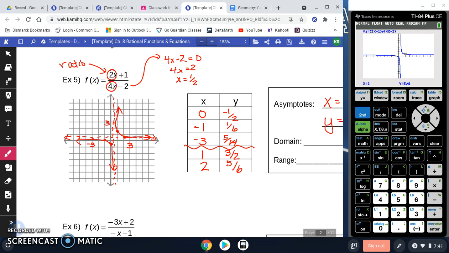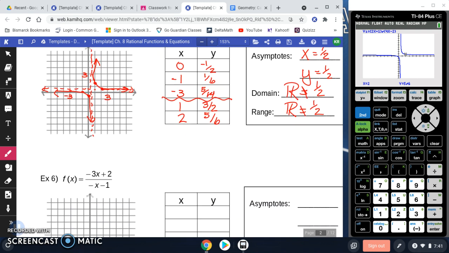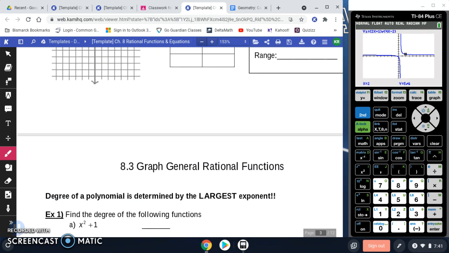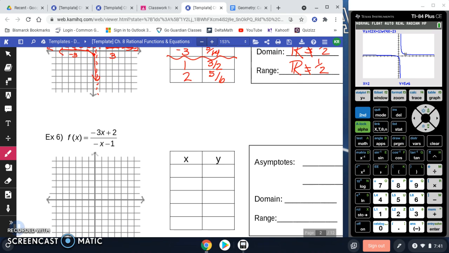Okay, domain, again, piggyback off of your asymptotes. So it's going to be real numbers not equal to 1/2. Okay, good. And that is going to do it for us for today for this lesson.